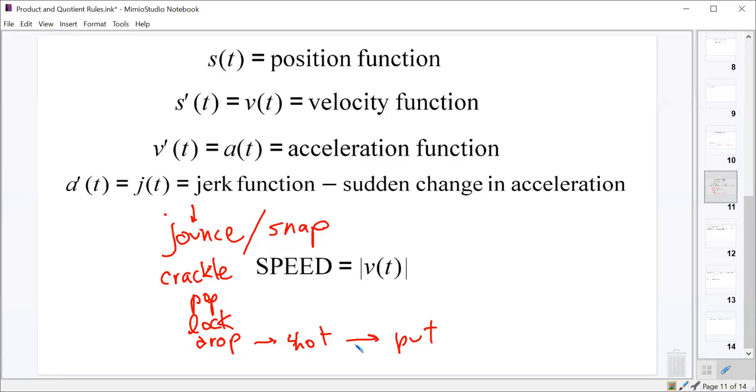The likelihood of you ever having to deal with anything past jerk is pretty much zero. But snap, crackle, pop, lock, drop, shot, put, it's kind of fun. So that's what the derivatives are. I thought I should let you know, just so you're informed. Everybody good?